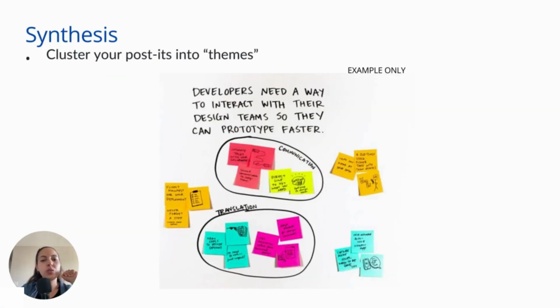And then what you do is you synthesize. So you cluster your post-its into themes, whether it's digital or whether it is not digital, it's real life. So you put them, see, this is a real life thing. You put what people said that is in common and you give it a theme or give it an actual category, and then you can give these two categories a bigger, meaningful title, which is here: the developers need a way to interact with their design team so they can prototype faster. And then there are two categories in this big theme, which is communication and translation. So you can see how this works.